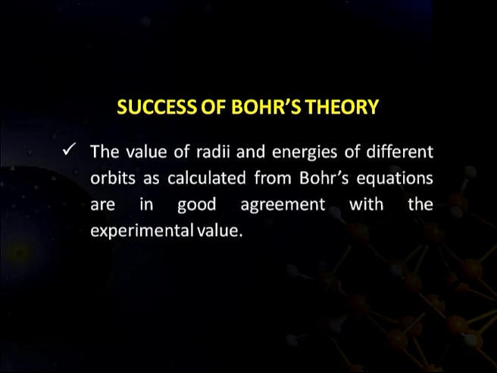The values of radii and energies of different orbits as calculated from Bohr's equation are in good agreement with the experimental values. This theory is the basis for the Ritz combination principle. The ionization energy of hydrogen can also be calculated.